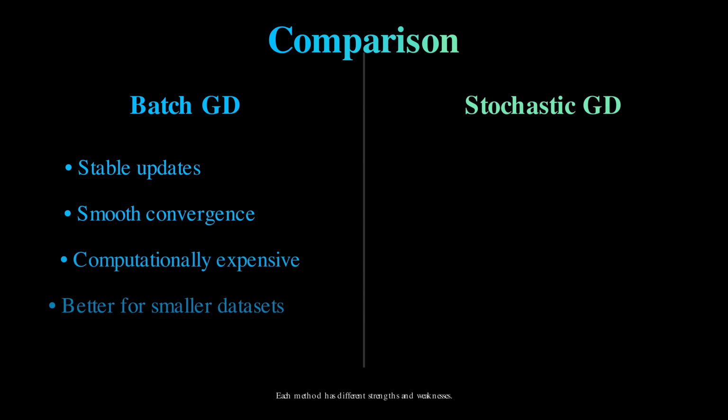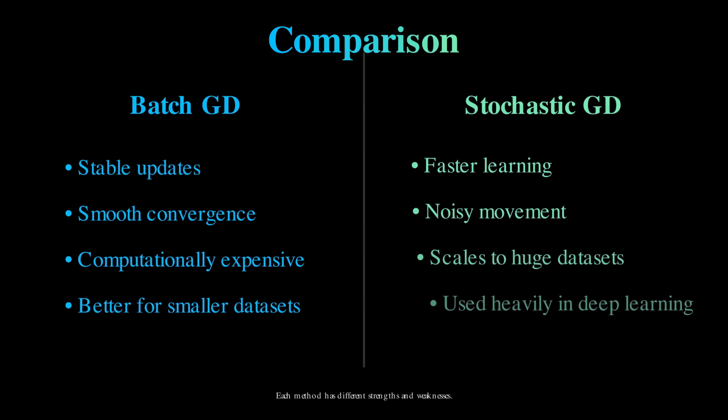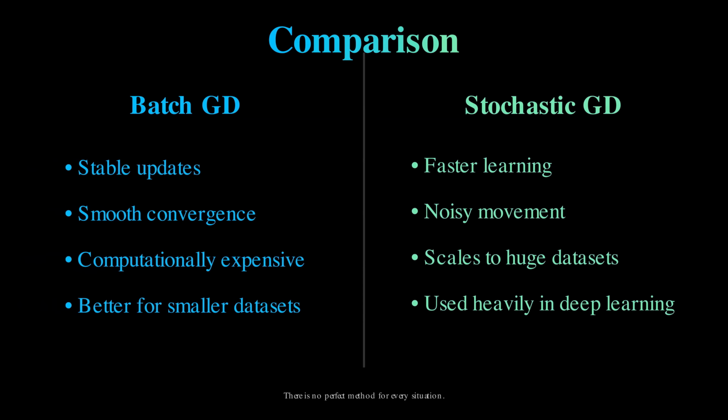Each method has different strengths and weaknesses. There is no perfect method for every situation. Engineers choose training methods based on scale, speed, and stability.